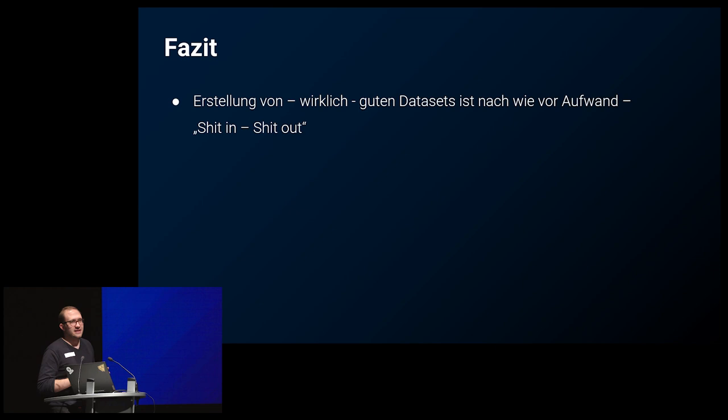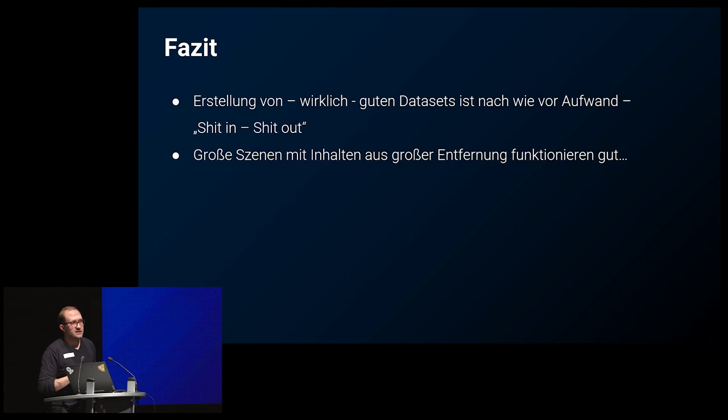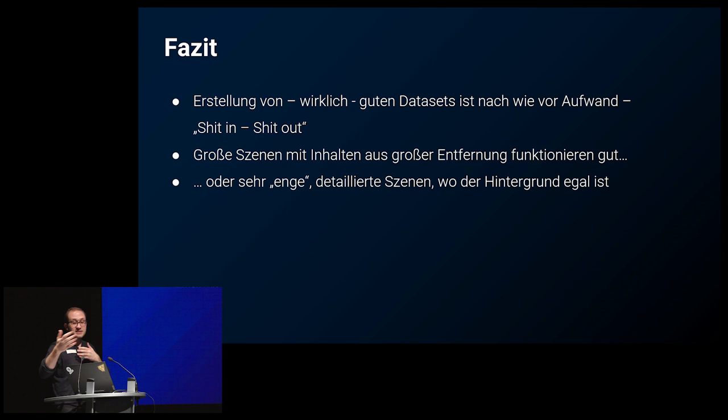One of the best ways to do Gaussian splats that I sadly was not able to try yet is using a 360 camera that you just take around the location, because it is actually able to work with 360 panoramic images. The algorithm will still understand that, and it gives you very good coverage. Then stuff like very wide scenes with content at a very big distance works very well, or very close detailed scenes where the background is something you don't care about, that also works nicely. Renders can flicker sometimes. I think I have one more example for that.